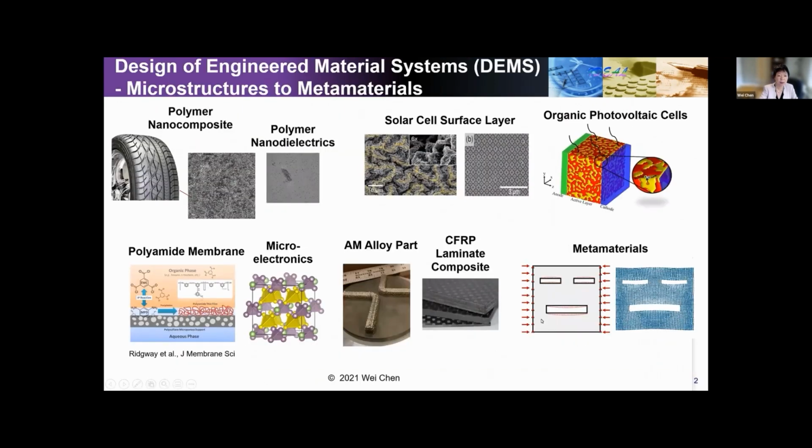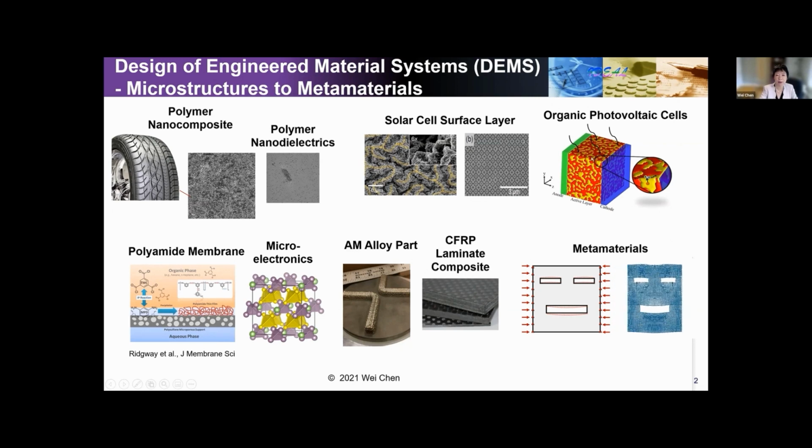So to put this topic into context, I'm showing here some examples of the material systems that we have been working on. These range from soft material systems like polymers to hard material systems like microelectronics and additive manufacturing. But one thing they share in common is that all these functional materials are fabricated at the nano and micro scale level by combining material constituents in a certain structured way to achieve superior property and performance. So structure design is a big part of material design.